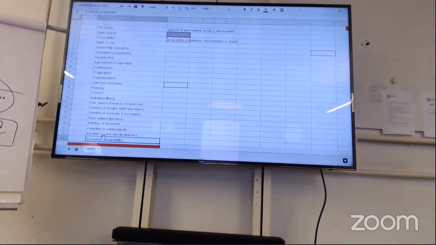So that's kind of clear what we mean by accessibility then? Yeah. I would say it's related to education as well. Right, it is related to education. So right of use, what does that mean?